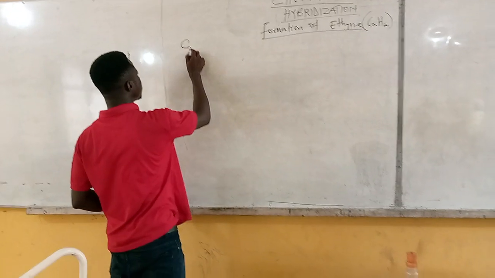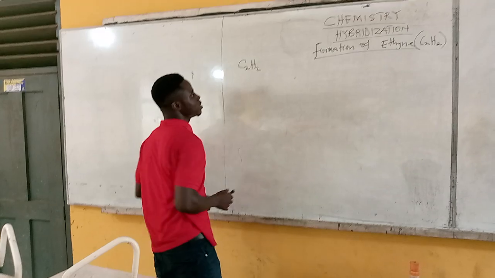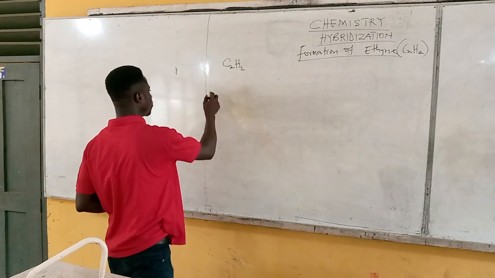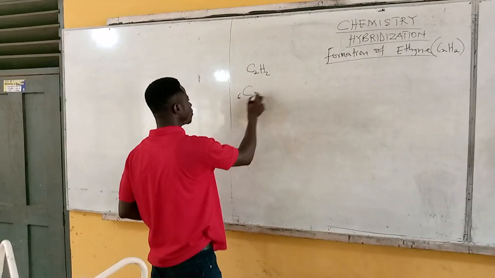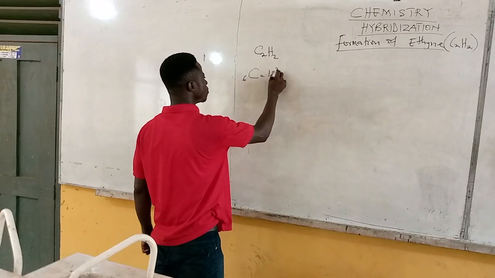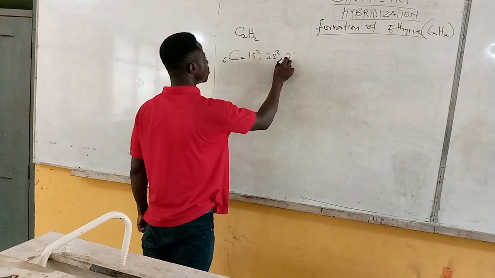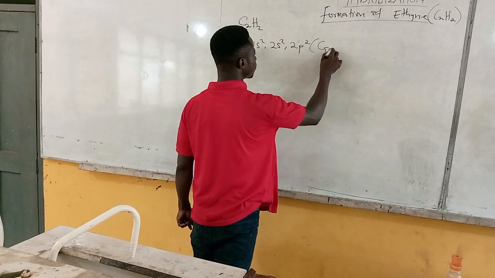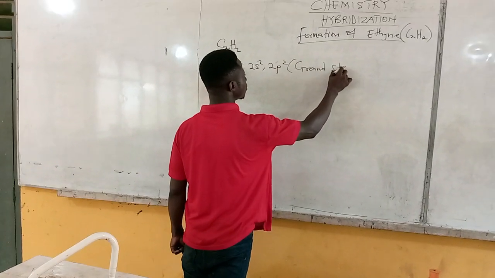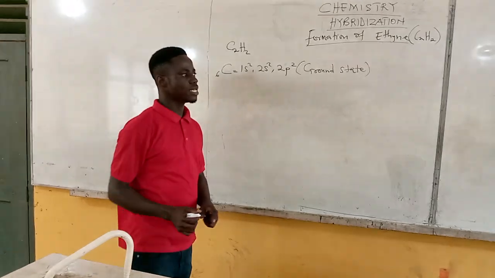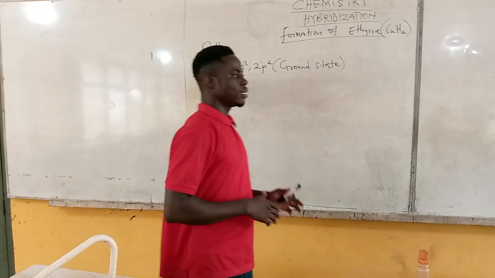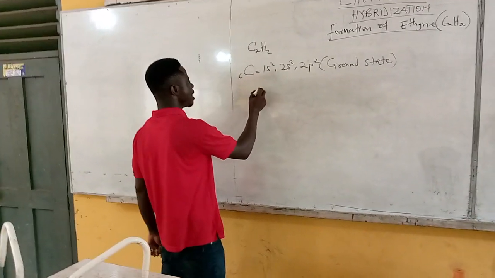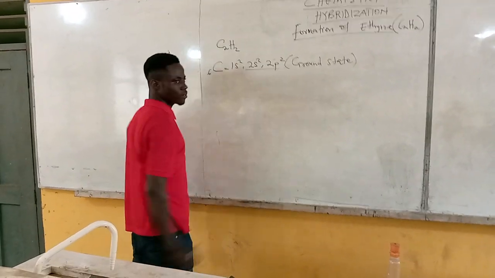So let's quickly work on the central atom. This time around it is C2H2, but still our central atom happens to be carbon, and we have done that several times. So let's write the configuration: 1s2, 2s2, then 2p2. This is called the ground state electronic configuration. Now, when you are done with that, you quickly write the excited state. We only use the valence electrons.